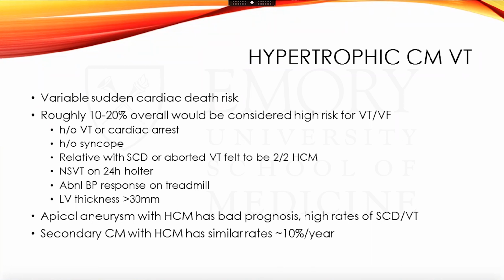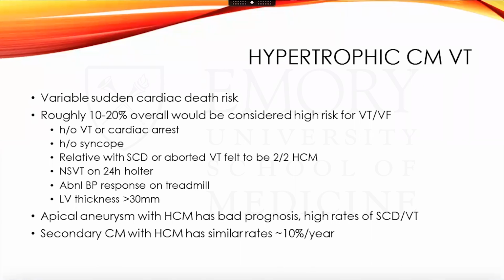We help figure out who's who based upon certain risk factors, and the risk factors are listed there. If they have a history of VT or cardiac arrest, well, that's kind of easy. If they have a history of syncope and we don't know what that syncope is from, or it sounds arrhythmic, that's point number one. A relative with sudden cardiac death or aborted VT that was secondary to hypertrophic cardiomyopathy, that's point number two. Non-sustained VT on a 24-hour Holter.